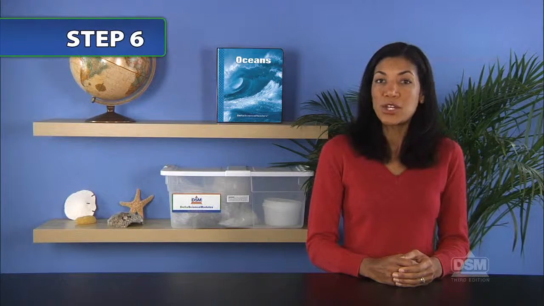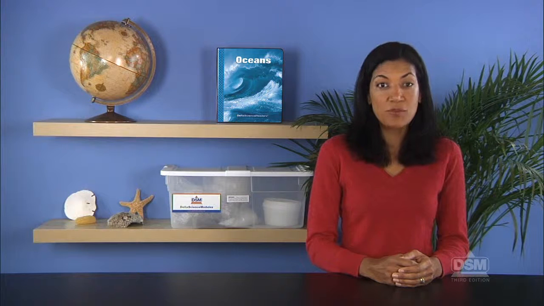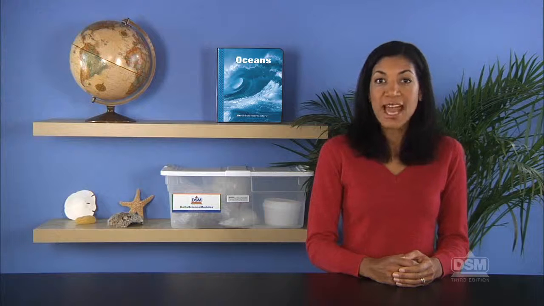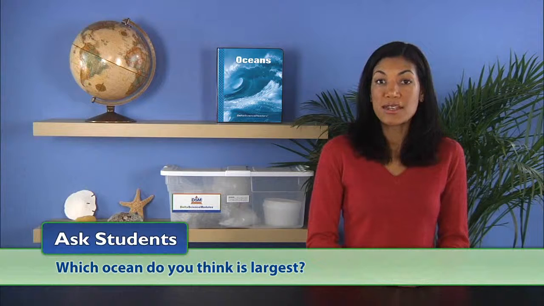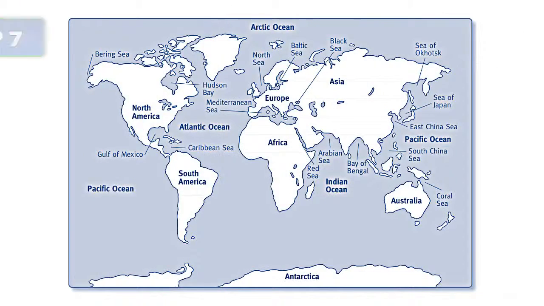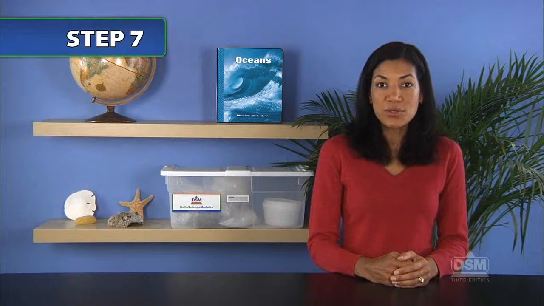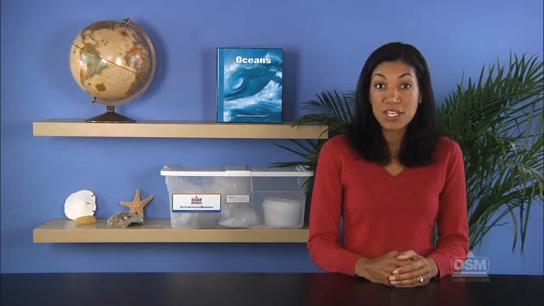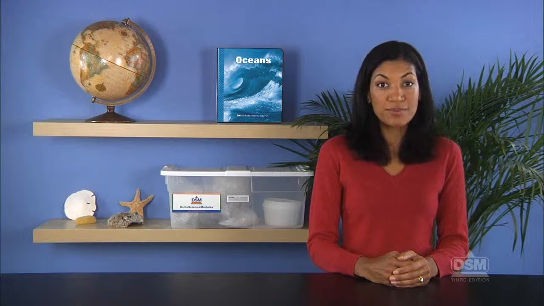Next, have students look at their maps and the globe and compare the relative sizes of the 4 major oceans. Ask students, which ocean do you think is largest? It should be clear to the class that the Pacific Ocean is the largest. Next, assist students in representing the size of each of the world's oceans on a ruler.